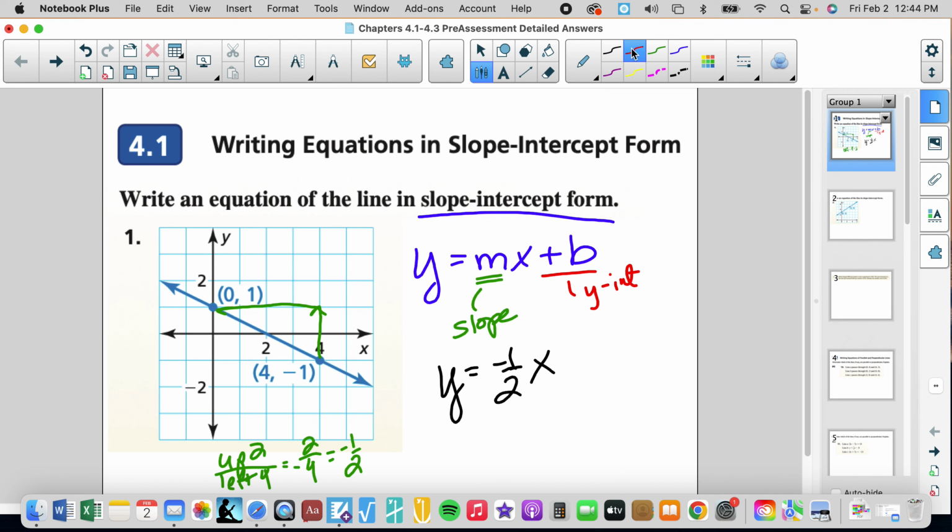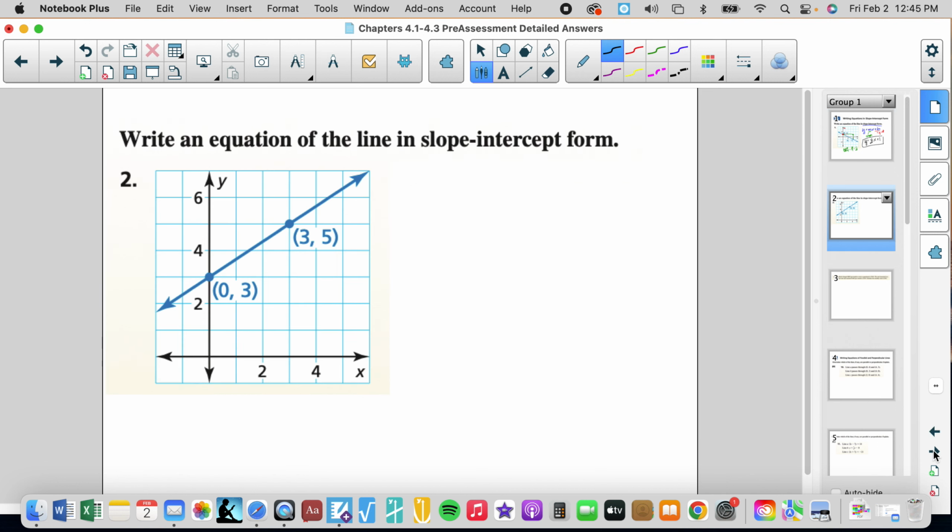The y-intercept is where the line crosses the y-axis. So there is my y-intercept, and I take my y value from there. So my y-intercept is going to be +1. So the equation in slope-intercept form for the line containing those points is going to be y equals -1/2 x plus 1. As easy as that.